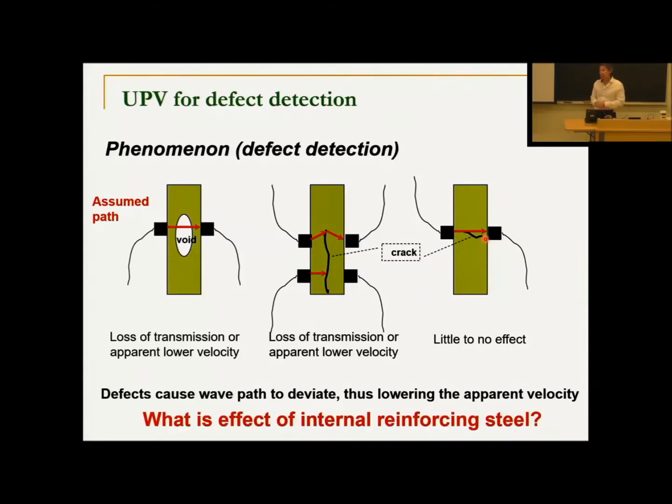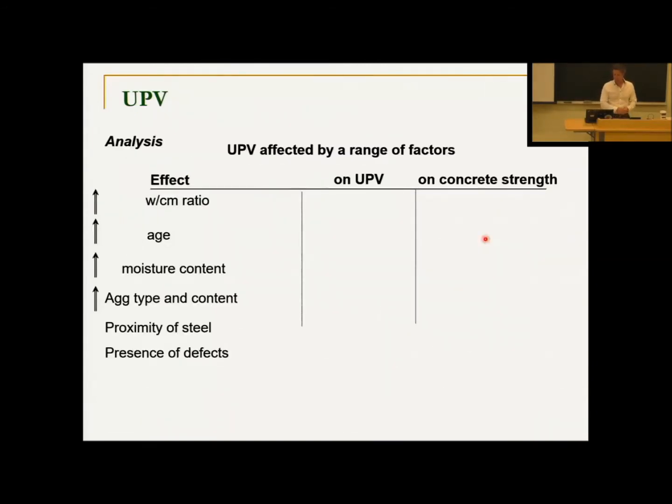And remember that concrete is composed almost always with steel inside of it. If you have steel, which has a higher velocity than concrete, in the case of highly reinforced areas, we can see an apparent increase in the velocity because the waves are traveling along the paths of the steel, and it does not reflect the concrete. So it's quite complicated, this ultrasonic pulse velocity.